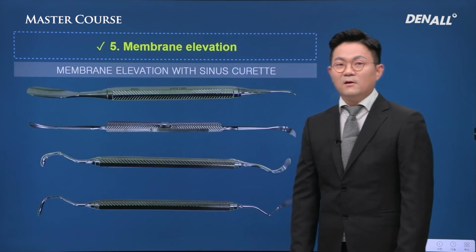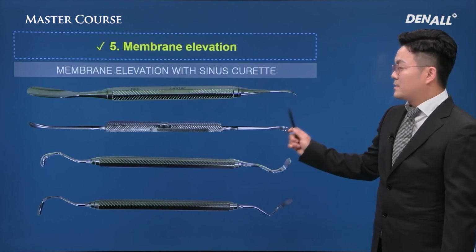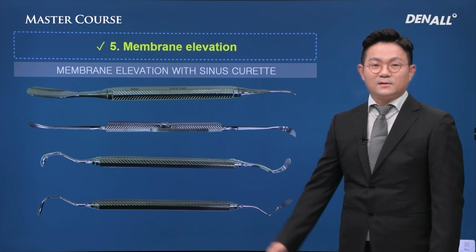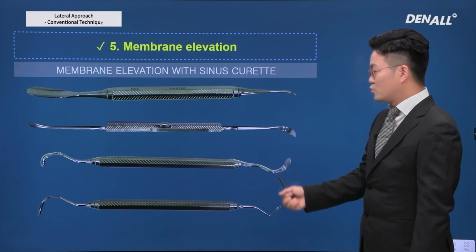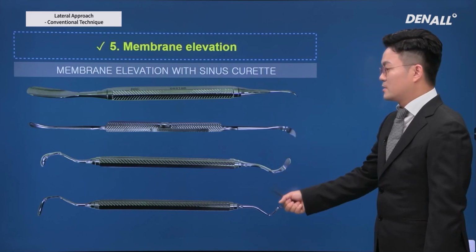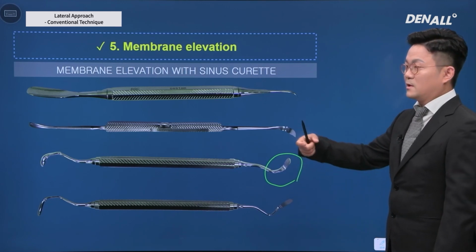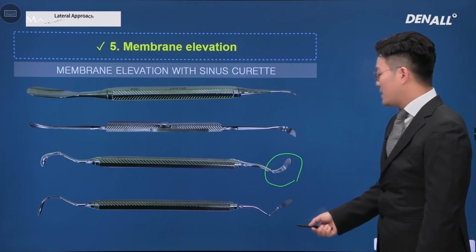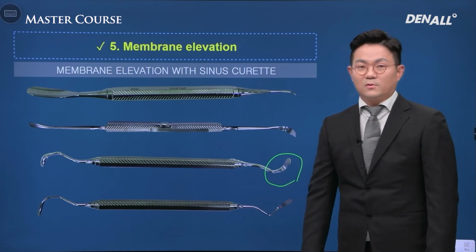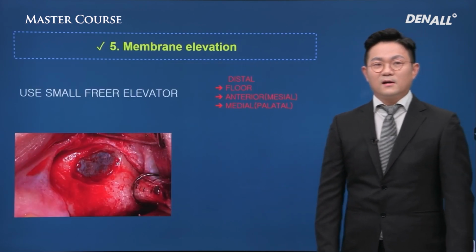That's curved by 90 degrees. You can do elevation. So there are different Osstem instruments with such angles, and they are very easy to use. This one is better for the medial side where the instrument cannot reach very easily. So there are various convenient instruments to be used from Osstem.